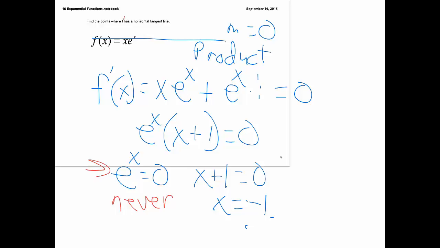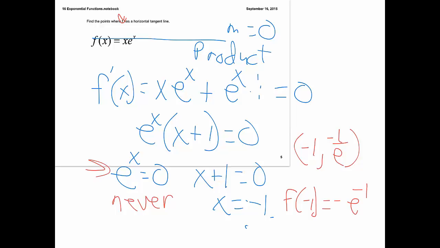Now if we go back to the directions, it said find the points where f has a horizontal tangent line. That means for a point we want negative 1 and then whatever the y component of that is. So we need to go back to our function and plug negative 1 in, and if we do that we get negative e to the negative 1. So we could write that as a fraction, negative 1 over e. So the only point that has a horizontal tangent line is negative 1, comma, negative 1 over e.